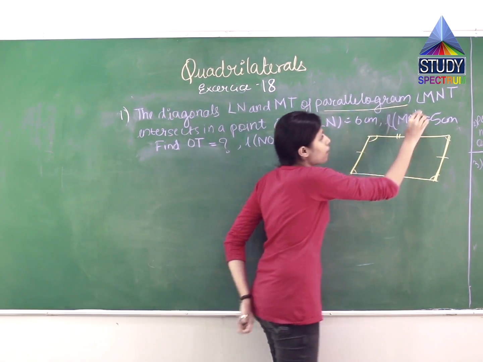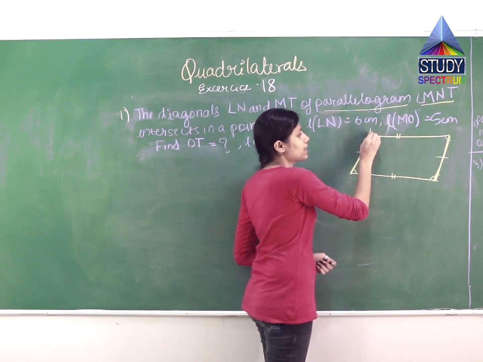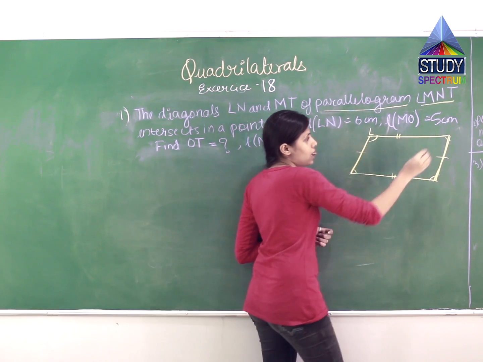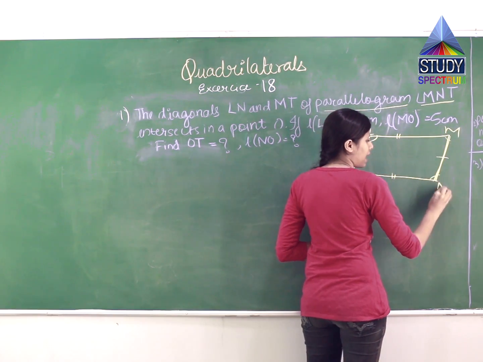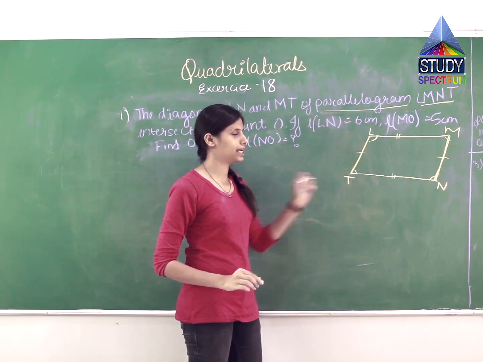Now let us see the name of this parallelogram. The name given in the question is LMNT. So let us name the parallelogram. This is L, this is M, this is N and this is T. So the parallelogram with the name LMNT is done.